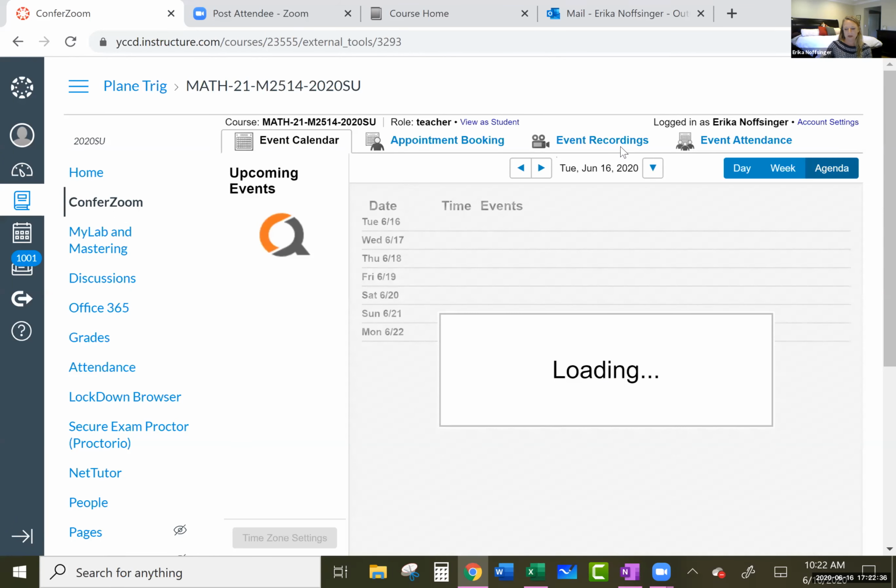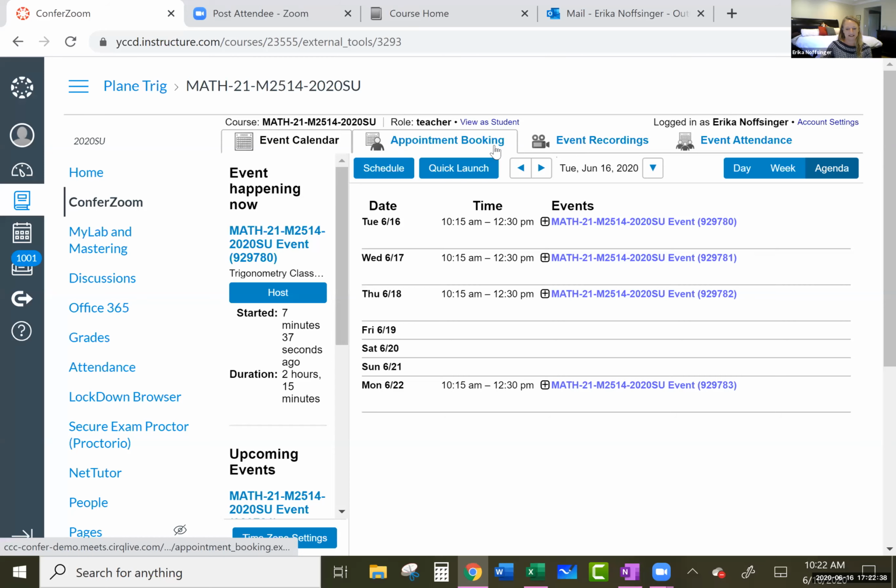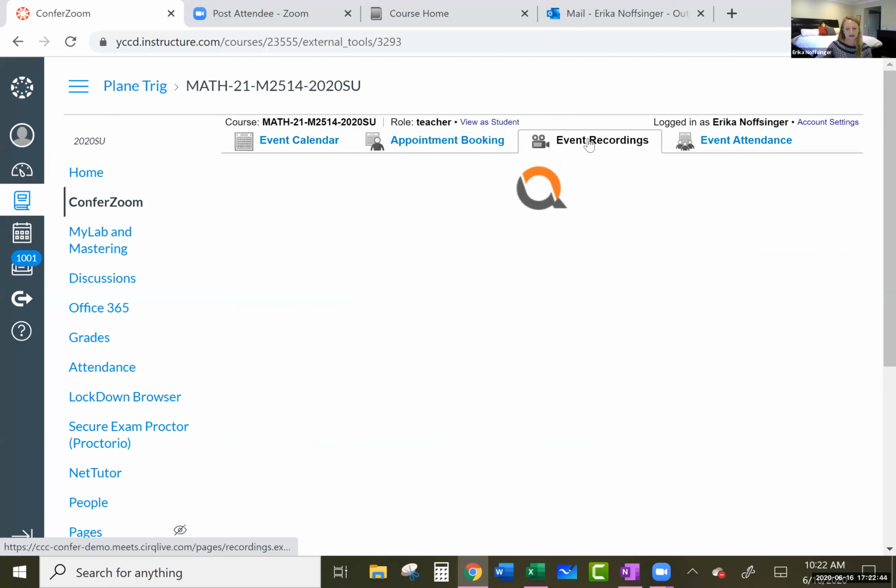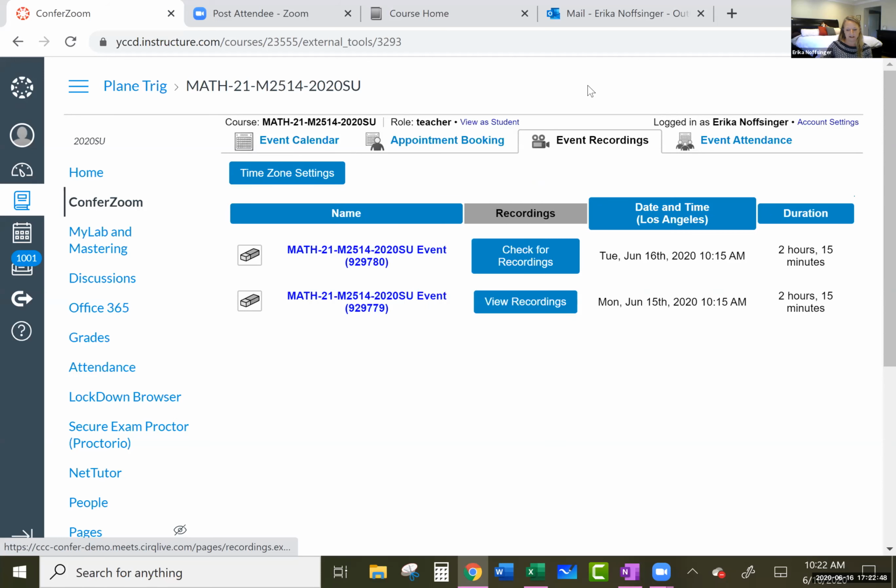And then up here on the bar, there's a bar that says appointment bookings, event recordings. And so if you click on the event recordings, you'll see all the recordings that we've had so far for this semester. And so right now, we're recording it right now. So if you check for that recording, it's not going to come up. But you see that yesterday's recording for June 15th is on here. And so you can just click view recording and that will bring it to you.